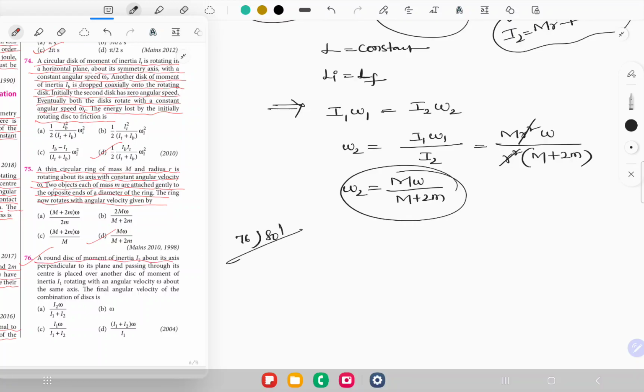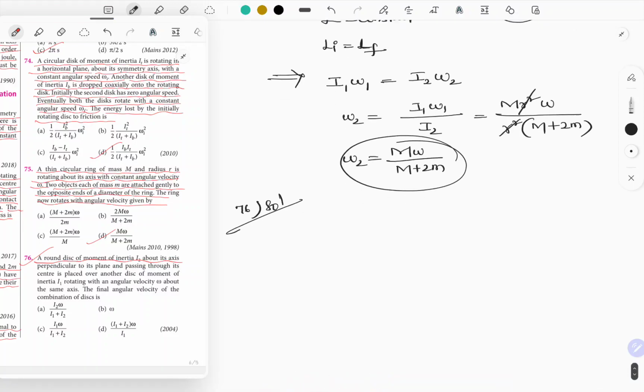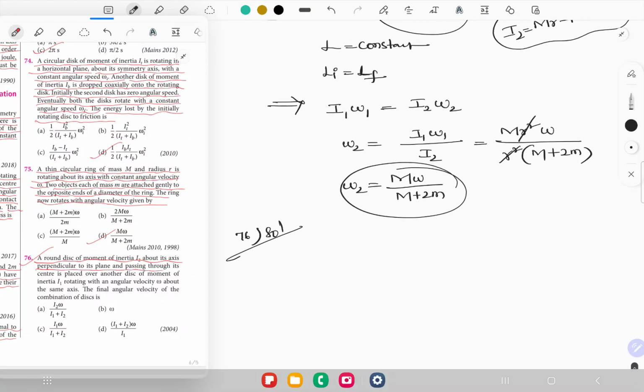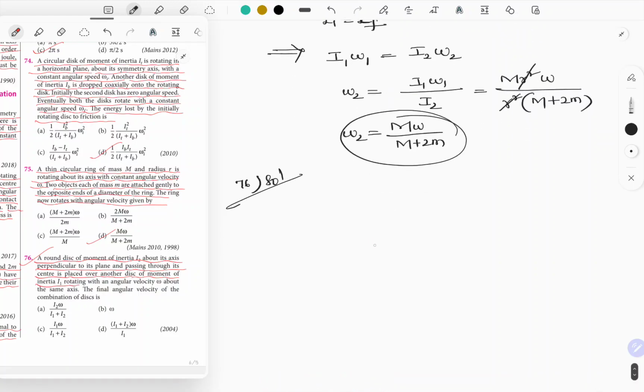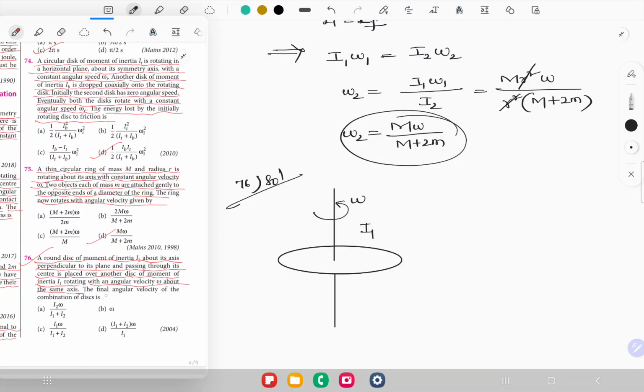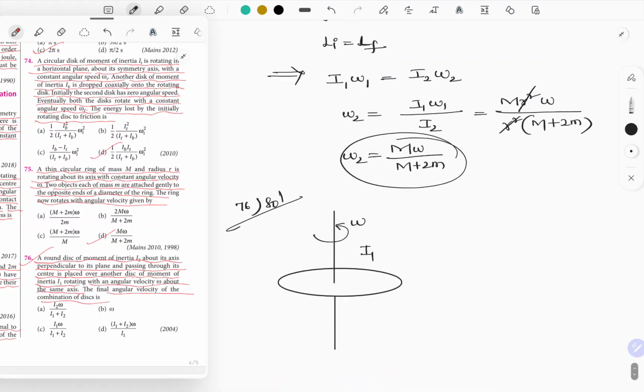A round disk of moment of inertia I2 about its axis perpendicular to its plane and passing through center is placed over another disk of moment of inertia I1. Super. First let me represent I1, which is rotating about its axis. Moment of inertia of this disk is I1. Okay, on this disk, rotating with angular velocity omega about the same axis, the final angular velocity of the combination they are asking.